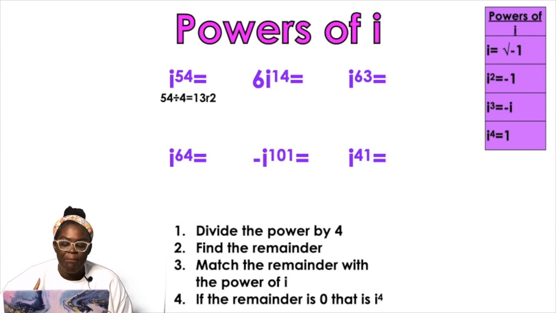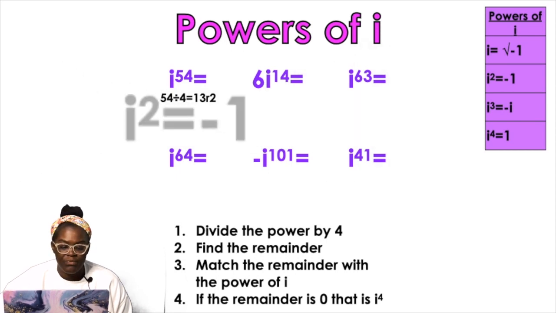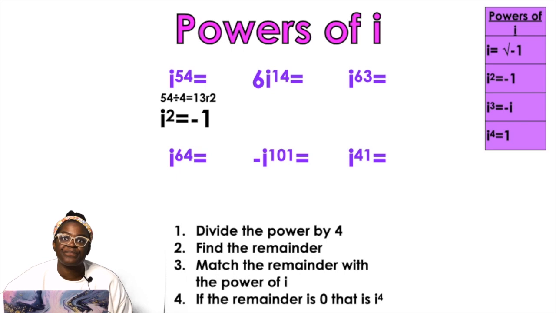So what you're going to do is match that remainder with the power of i. If the remainder is 2, you're going to go to i squared, or i to the second power. And so guess what? The answer to that is i squared, which is negative 1.